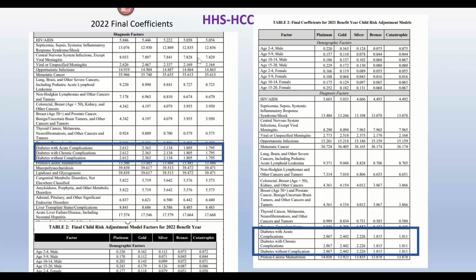And I do want to make this point that every year this changes. If you look at the 2022 coefficients for diabetes, they're 2.6, where they were 2.8 in 2021. The reason being, we have to average everybody out to 1 each year. So with diabetes, there's an increasing number of diagnosis codes. The more people with diabetes, to keep that average at 1, you're going to have to lower the score.